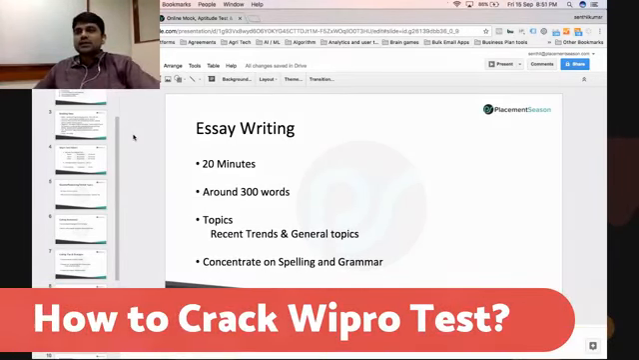The next one is essay writing, where you will be given 20 minutes and you will have to write a 300-word essay. The topic could be anything. Concentrate more on spelling and grammar. This is evaluated automatically by an algorithm that checks your spelling mistakes and grammar mistakes, and also checks the relevancy of your essay. So make sure you write something relevant to the topic given to you.